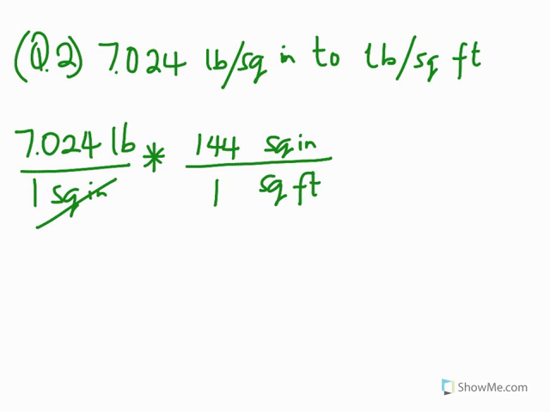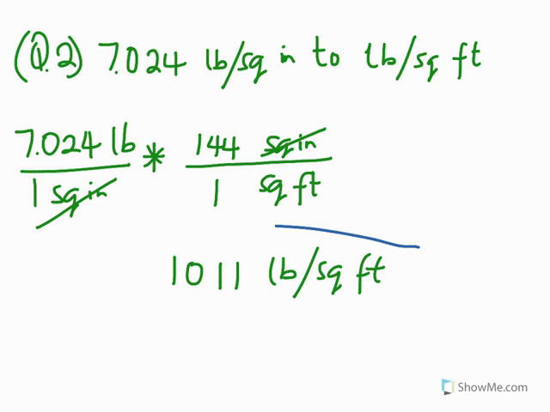Now, square inches crosses out square inches, and then when you multiply this, the original quantity has 4 significant figures. So, when we convert our answer to 4 significant figures, we have 1011 pound per square feet. And this becomes our answer.